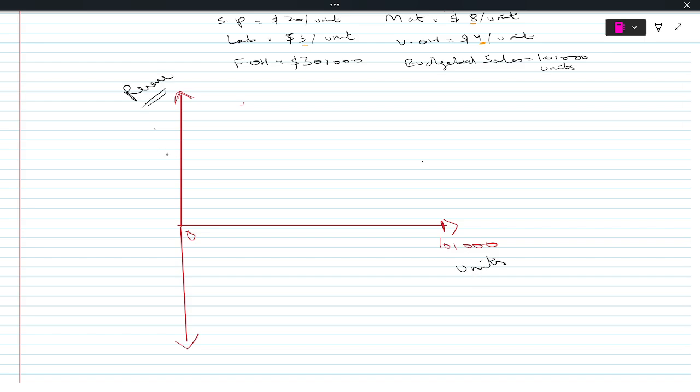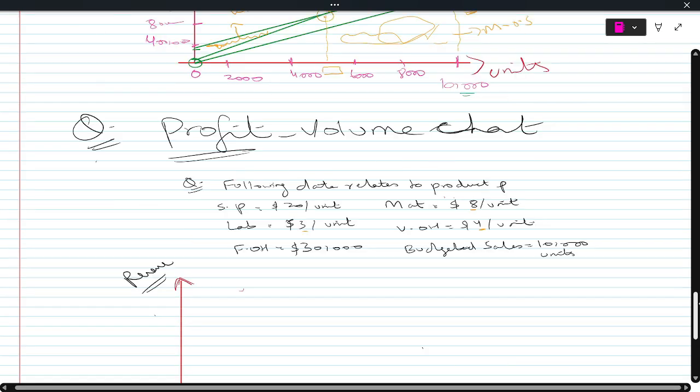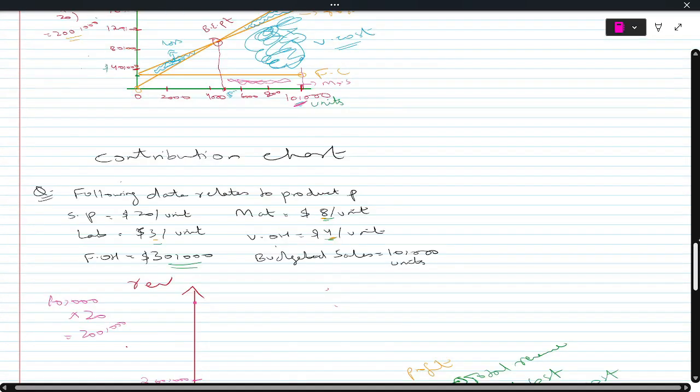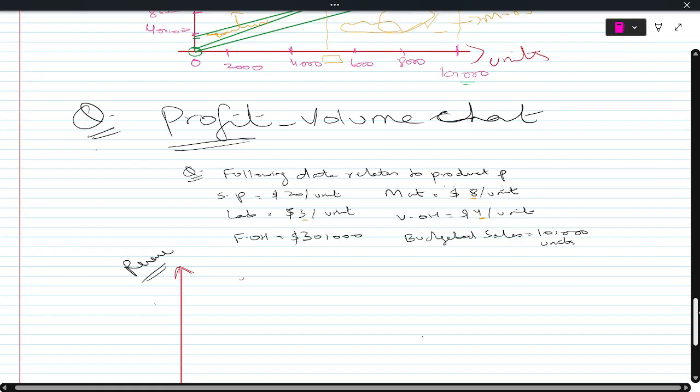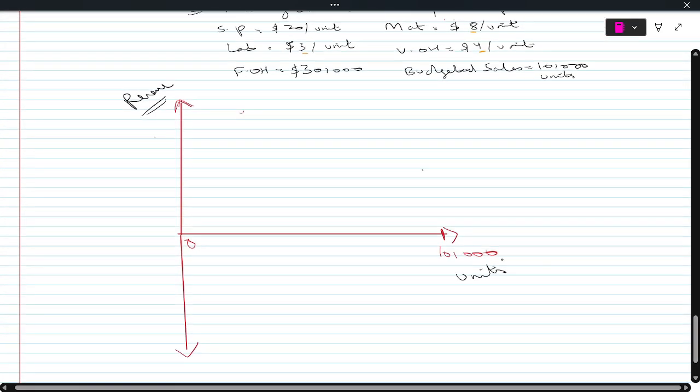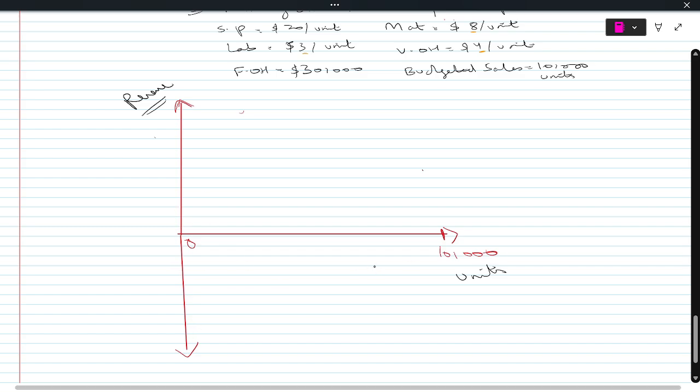So your y-axis represents the revenue, your x-axis represents the units, just like we studied in the contribution chart and break-even chart. So the x-axis and y-axis are the same for all three of them, but in the profit to volume chart you extend the y-axis a little downwards. So 0 units, and the maximum would be 10,000 units, same as in the break even chart and contribution chart.